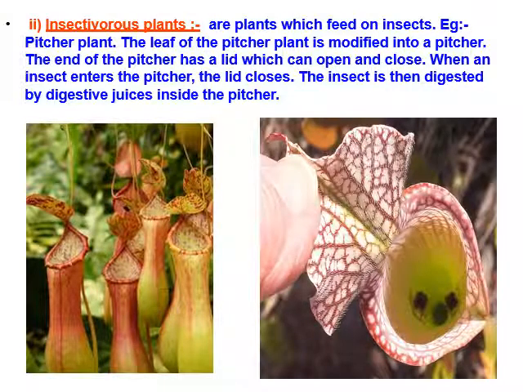Another category of heterotrophic plants is the insectivorous plant. They are the plants which feed on insects. Example, pitcher plant. The leaf in the pitcher plant is modified into a pitcher or bag-like structure. The end of the pitcher has a lid which can open and close. When an insect enters the pitcher, the lid closes. And then the insect is digested by the digestive juices inside the pitcher plant.